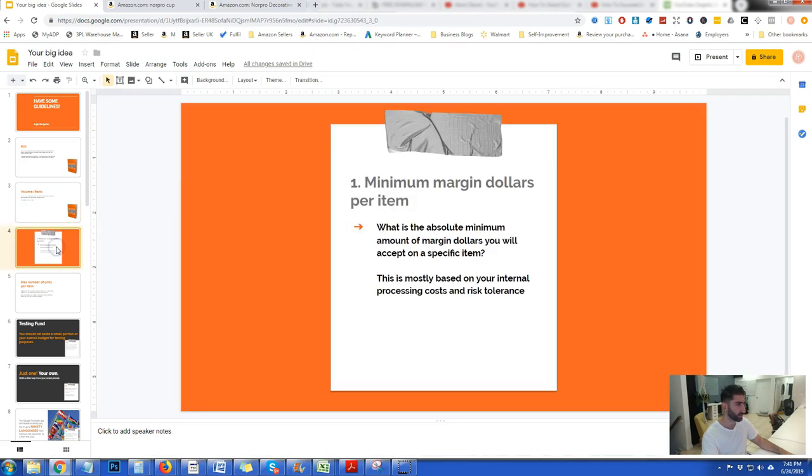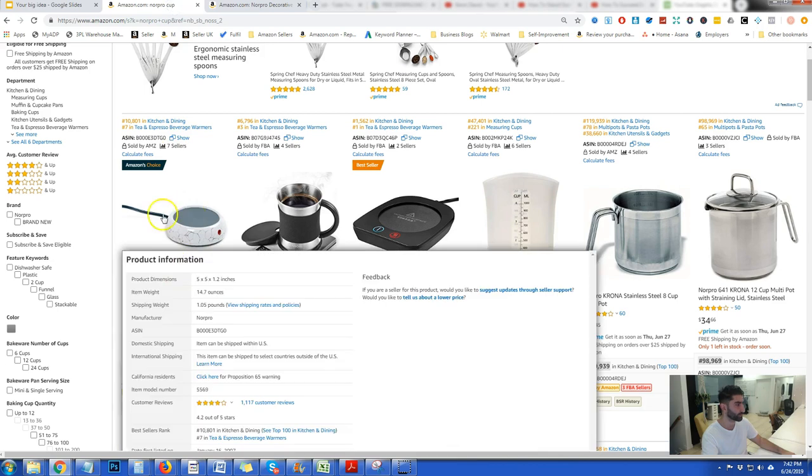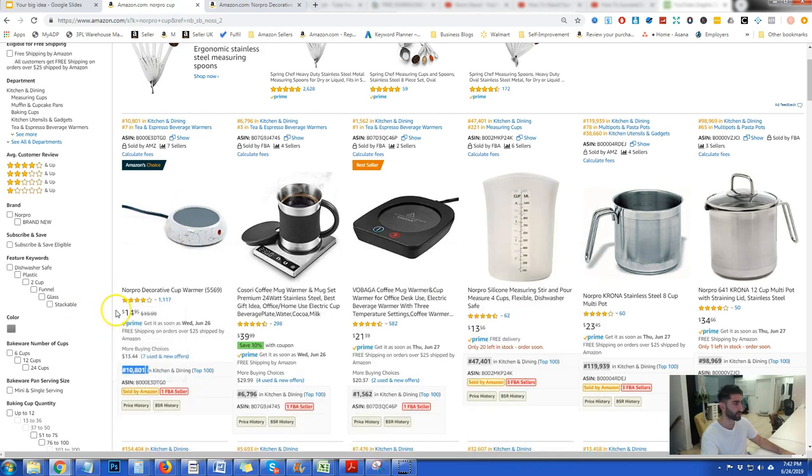Okay. Next, moving on, is our minimum margin dollar per item. This is similar to ROI, but it's essentially what's the absolute minimum we're willing to make on a specific item. Are you willing to sell this at $14.99, $14.95 and make $1 off of it, 50 cents off of it? That's something that you would have to figure out for your profit margin, right?